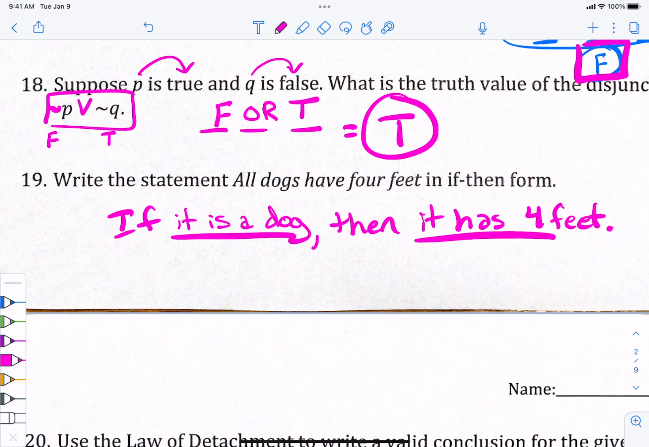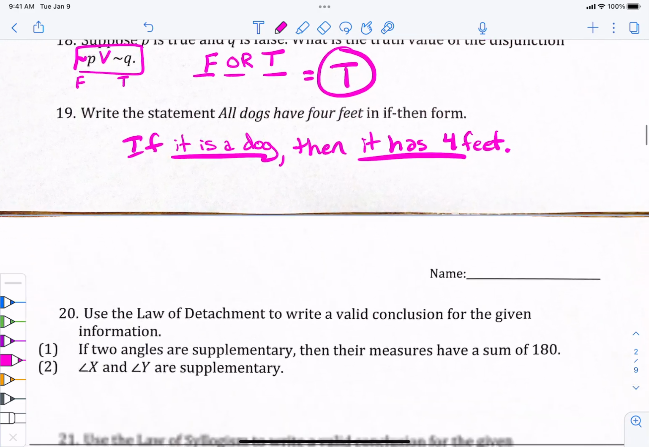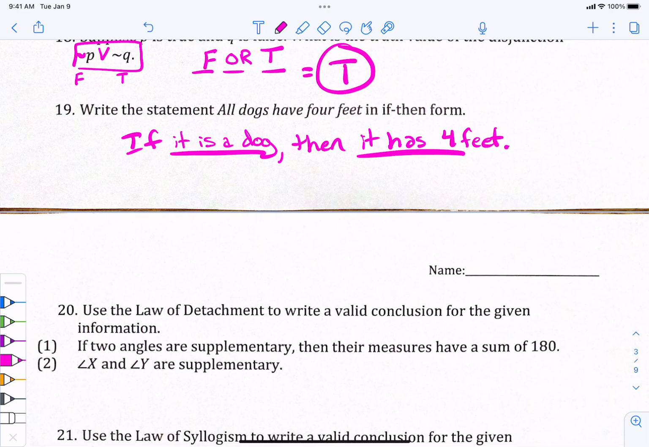Now, don't try to switch it around in the other direction. Try to give it to me in the same order, because if it has 4 feet, then it is a dog is not necessarily true. Right? So there's number 19. Happy with that? Okay.